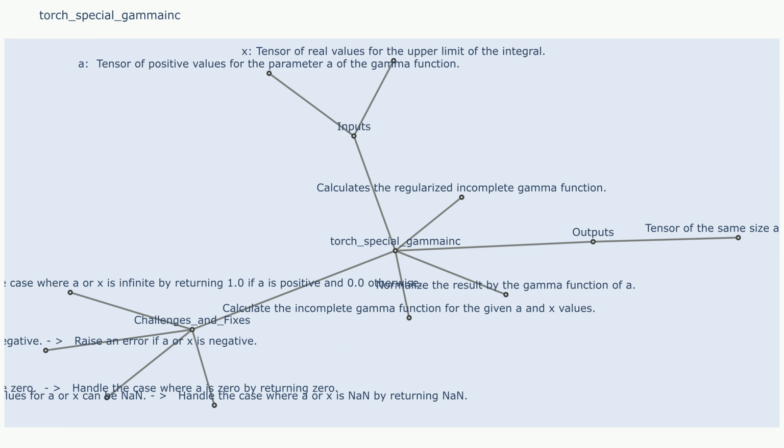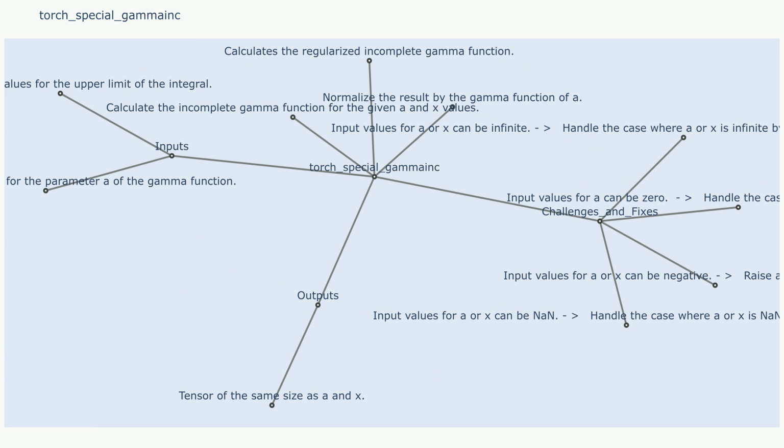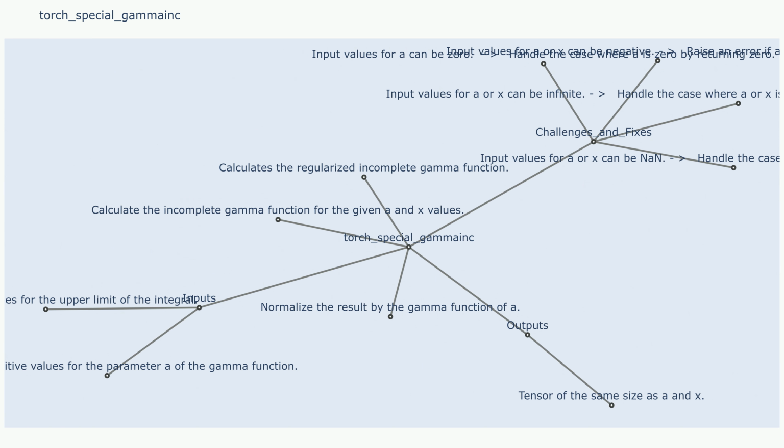Challenge 3: negative values for x. Sample use case: while the lower incomplete gamma function is defined for negative values of x, the torch.special.gammainc function might produce unexpected or inaccurate results for such cases. Fixes: avoid passing negative values of x to the torch.special.gammainc function unless the specific behavior for negative values is well understood and desired. Use alternative methods or formulas that are specifically designed to handle negative values of x.